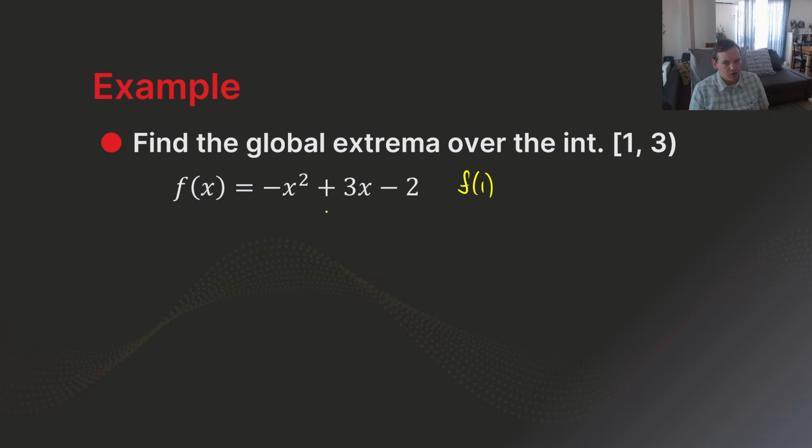If I plug in f of 1, plugging in 1, I get -1 plus 3 minus 2. So 3 minus 2, that should be 0. So f of 1 is equal to 0. And if I plug in my f of 3, I'm going to get -2, yes. So I considered my endpoints.